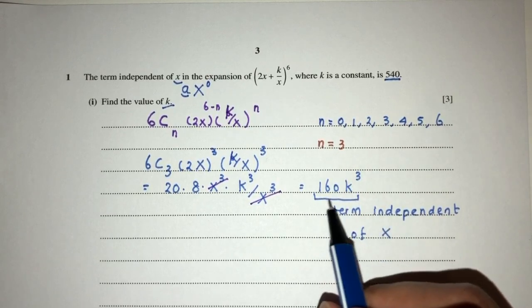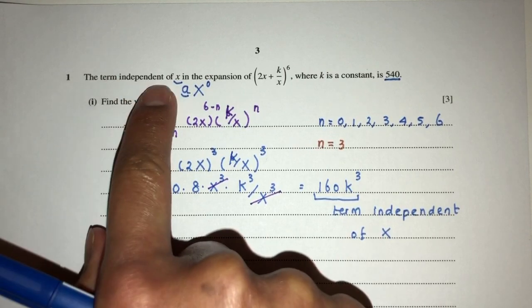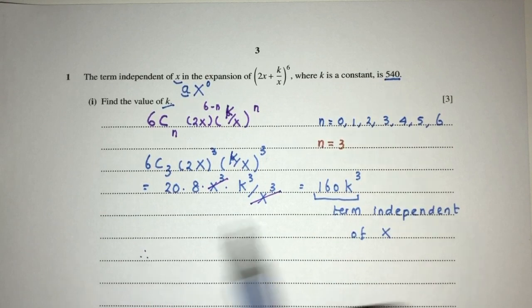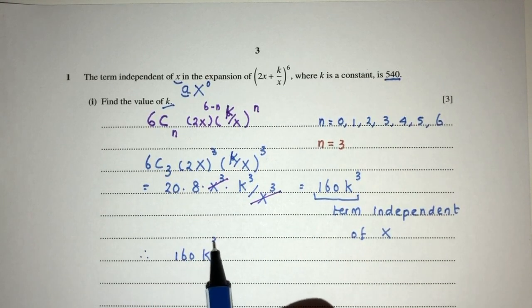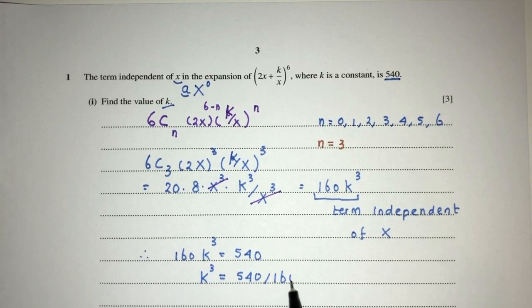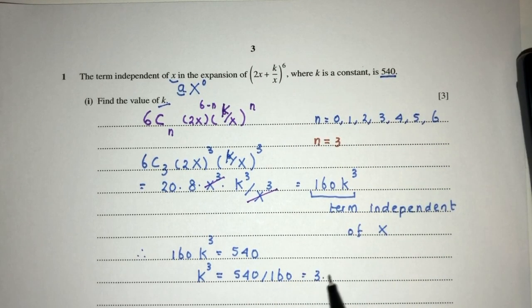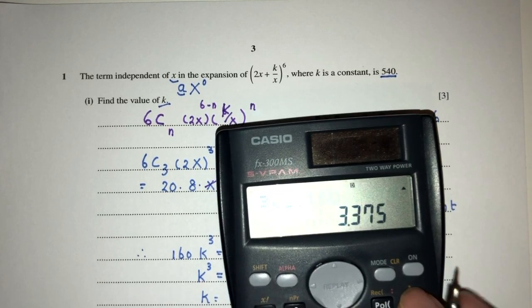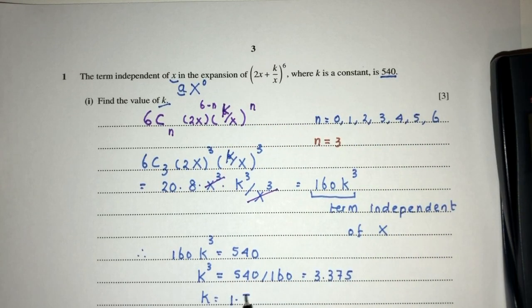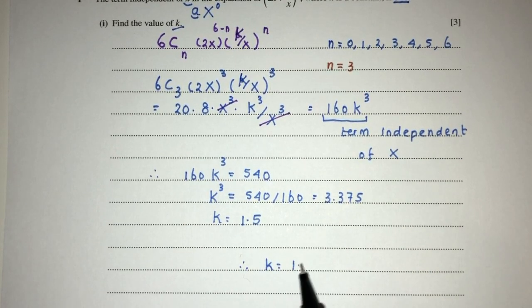Now we have to use this to find the value of k. Because according to the question, we are told that this term is equal to 540. So we just have to equate that to 540, right? Now, let's solve for the value of k. k cubed will be 540 divided by 160. That will be 3.375, and k will be the cubic root of that. That will be 1.5. Okay, so for part 1, the value of k has to be 1.5.